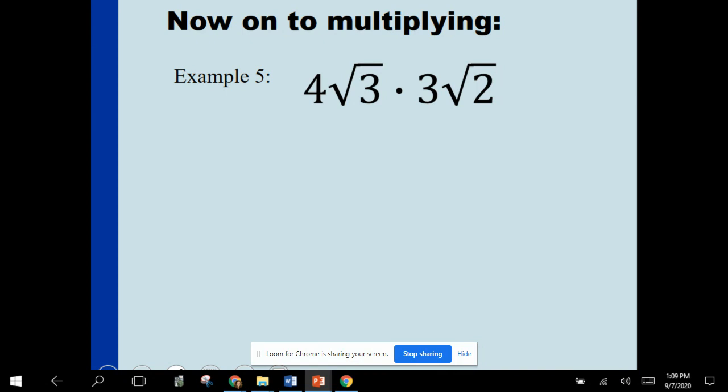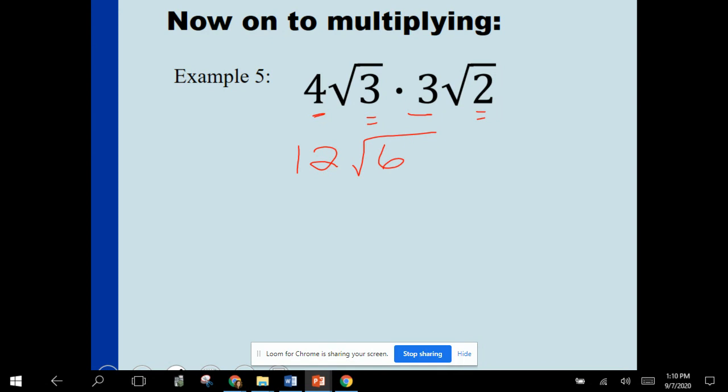So I'm going to start with the coefficients. The coefficients are 4 times 3, so I'm going to multiply that, and that's 12. Then I'm going to multiply the radicands together. 3 times 2 is 6.